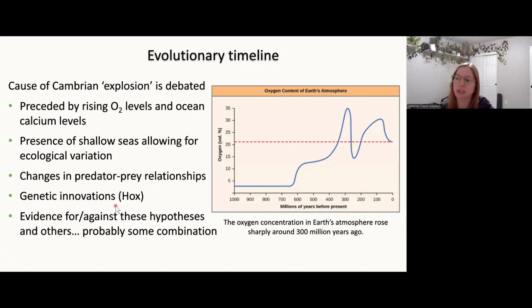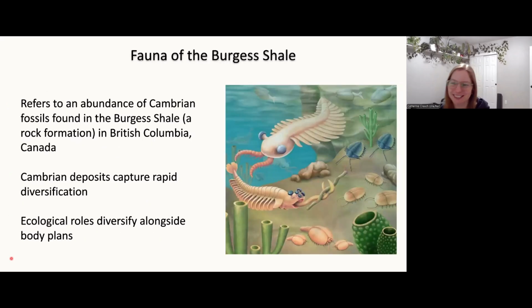This is also where we see our genetic innovations, such as the Hox gene. So now I have a body plan gene that I can reuse or delete as needed. And all of these ideas are used to explain the Cambrian explosion, but we don't know which one's best. And we think it's probably a combination of the two. I mean, of the four.